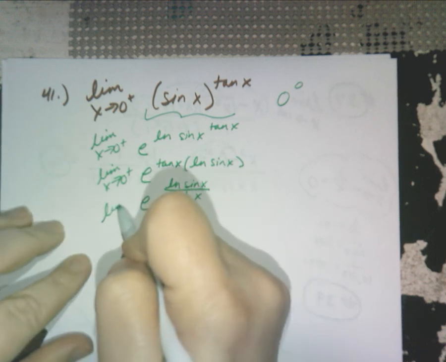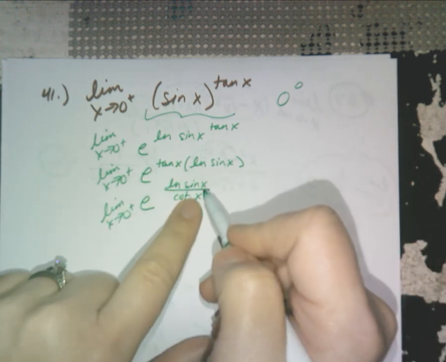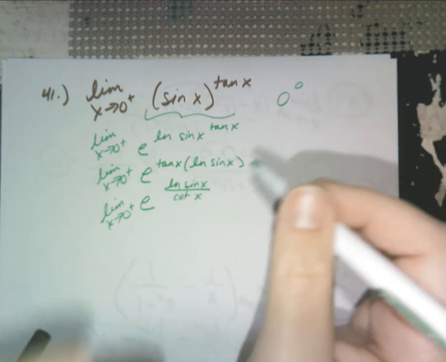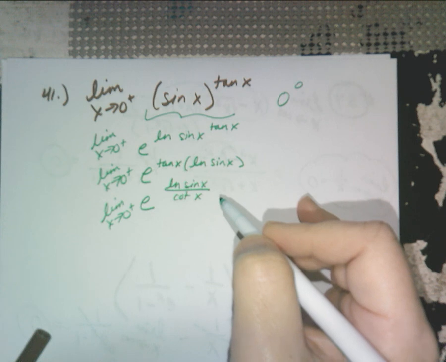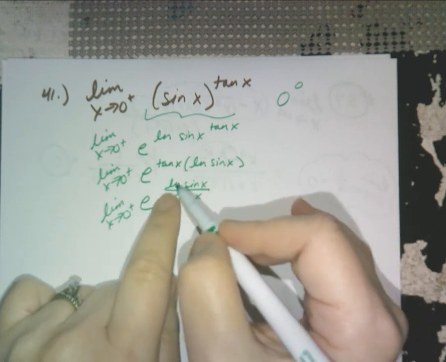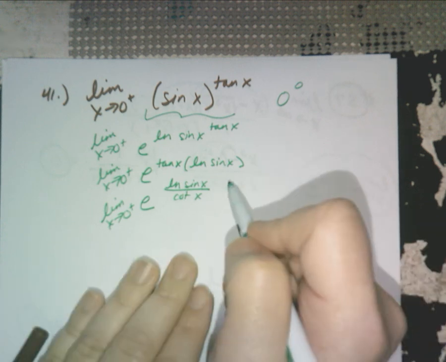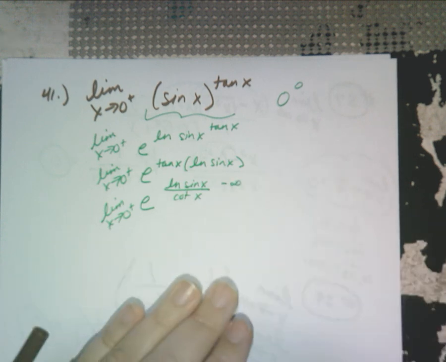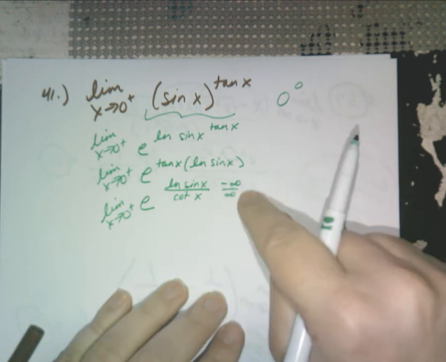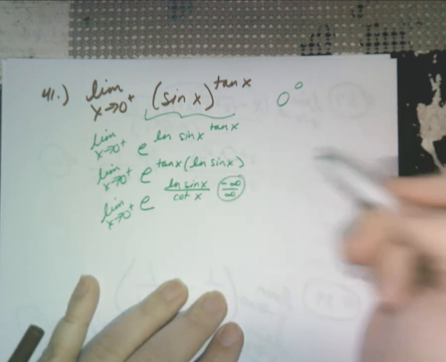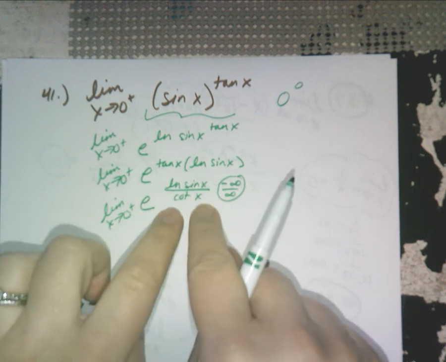If I now plug in 0 from the right, and you're just going to have to believe me on this because I didn't know this until I looked at the graph, when you plug in 0 for the ln of sine of x, it actually goes to negative infinity. And then the cotangent at 0 is infinity also. Guess what that is? That's L'Hopital. So now I'm going to apply L'Hopital to this numerator and this denominator.